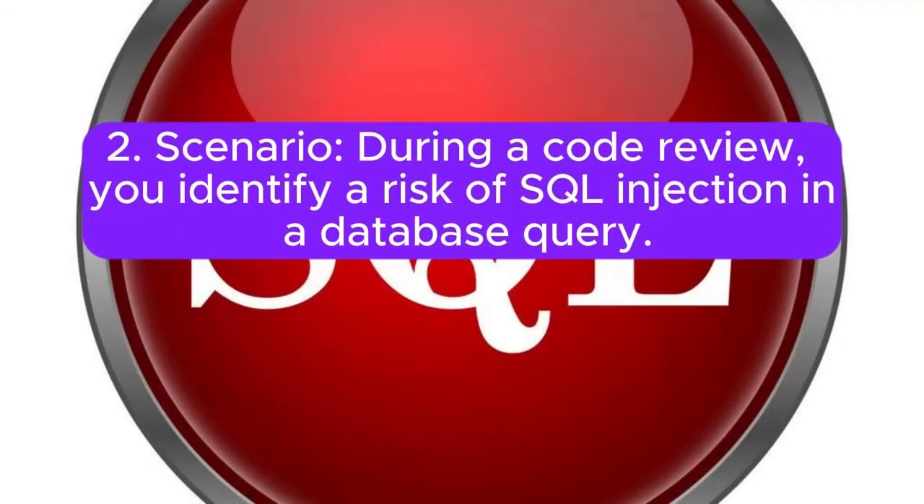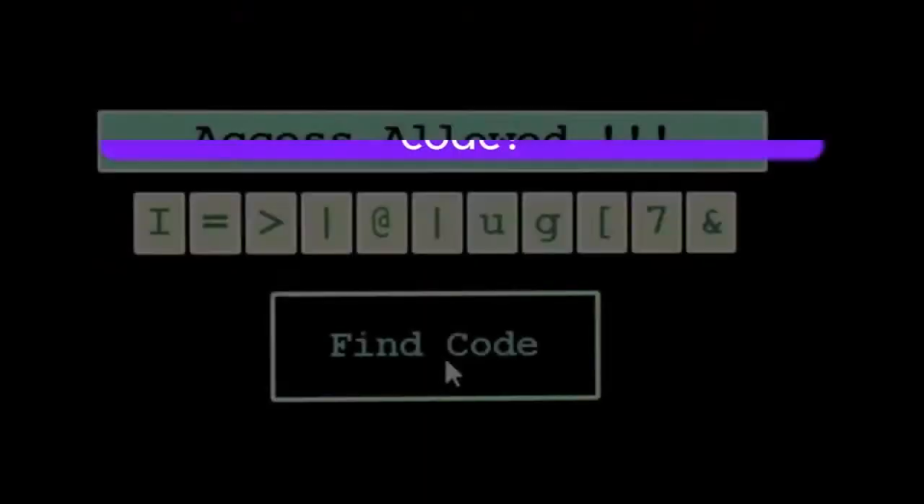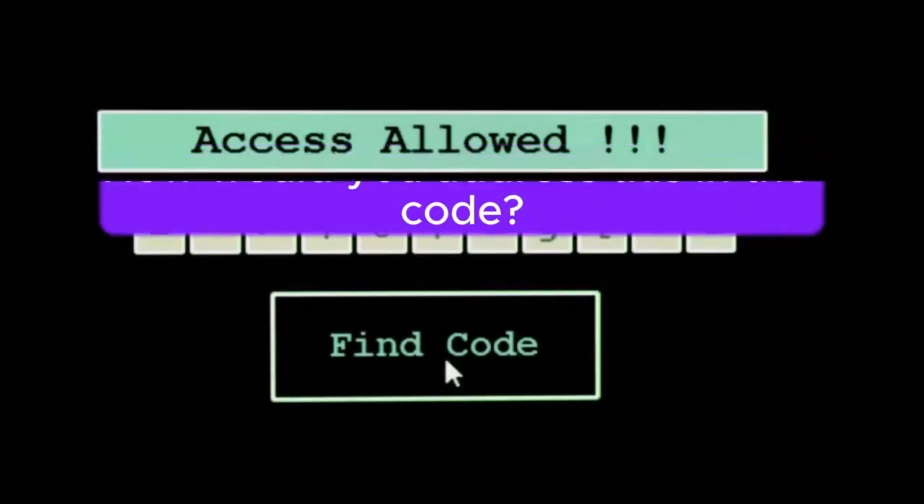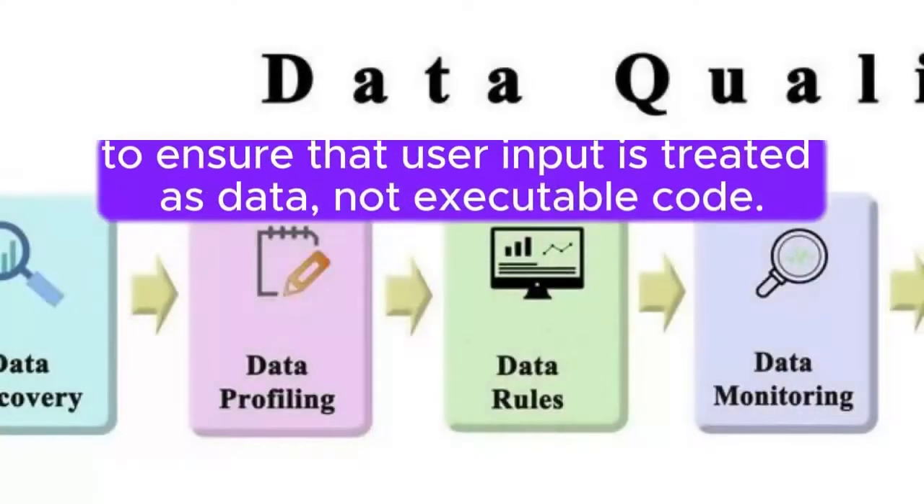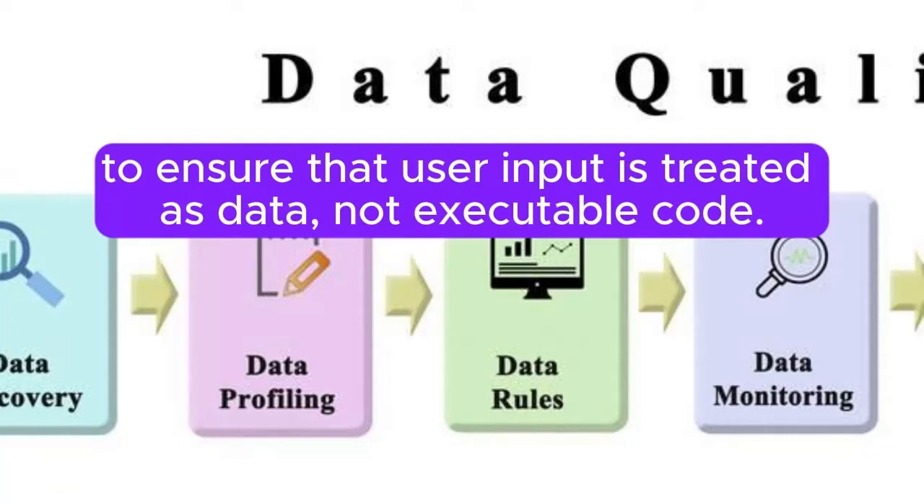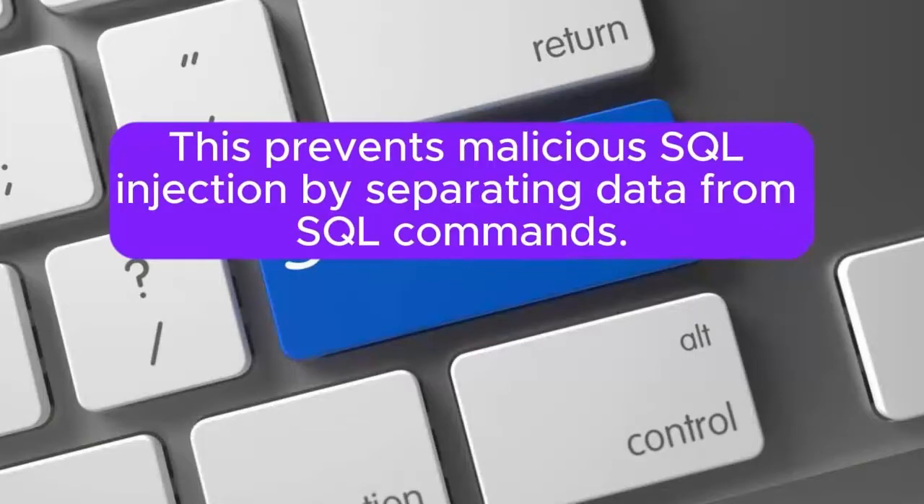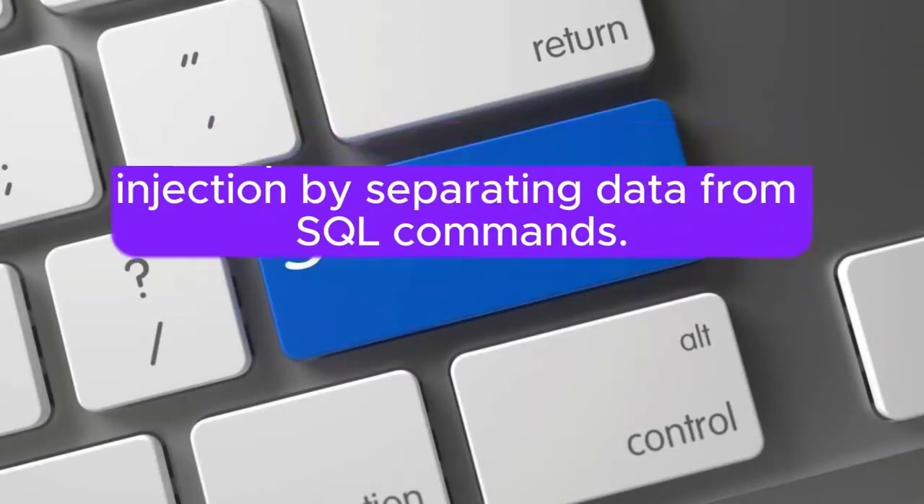2. Scenario: during a code review, you identify a risk of SQL injection in a database query. How would you address this in the code? Answer: I would suggest using parameterized queries or prepared statements to ensure that user input is treated as data, not executable code. This prevents malicious SQL injection by separating data from SQL commands.